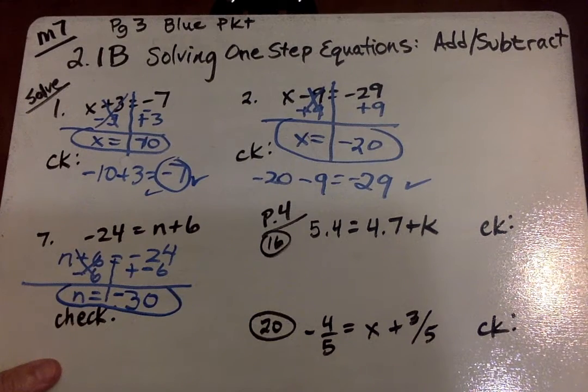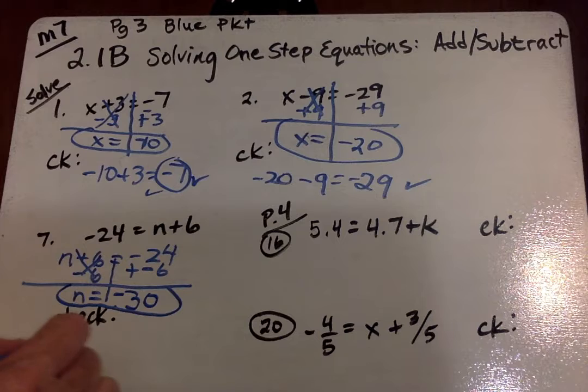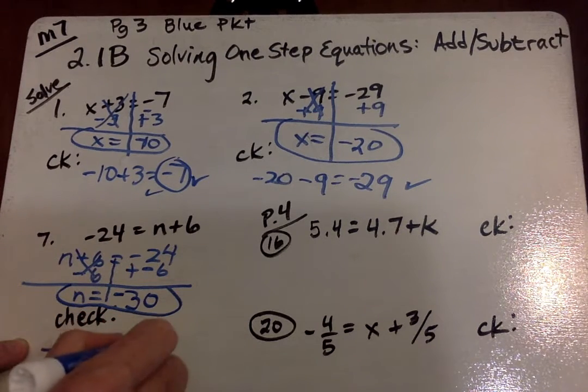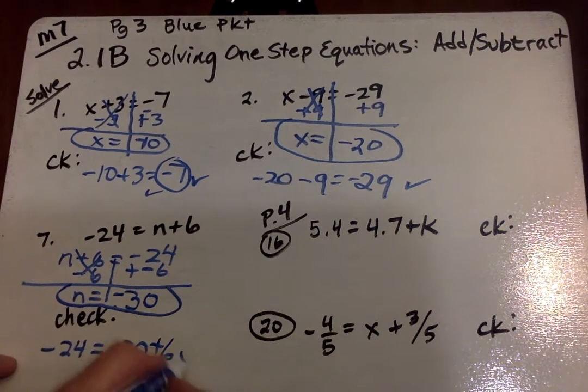There you go. Now when we go to check it, we want to go back to the original and we say, does negative 24 equal negative 30 plus 6? And the answer is yes. So we can give that check mark.